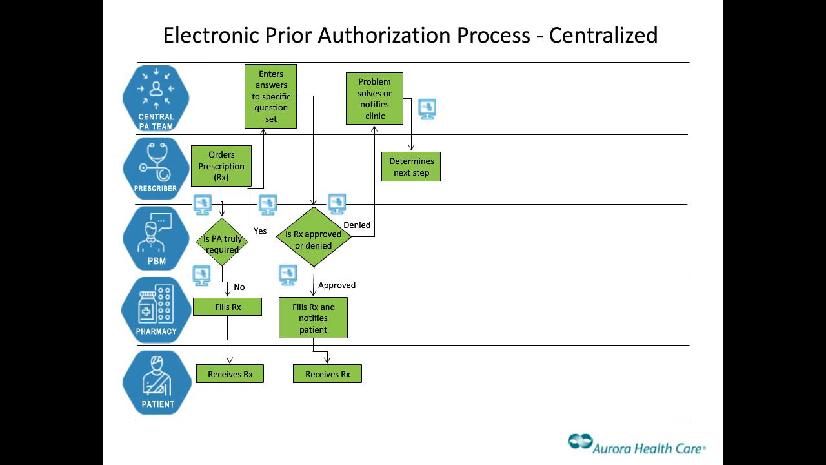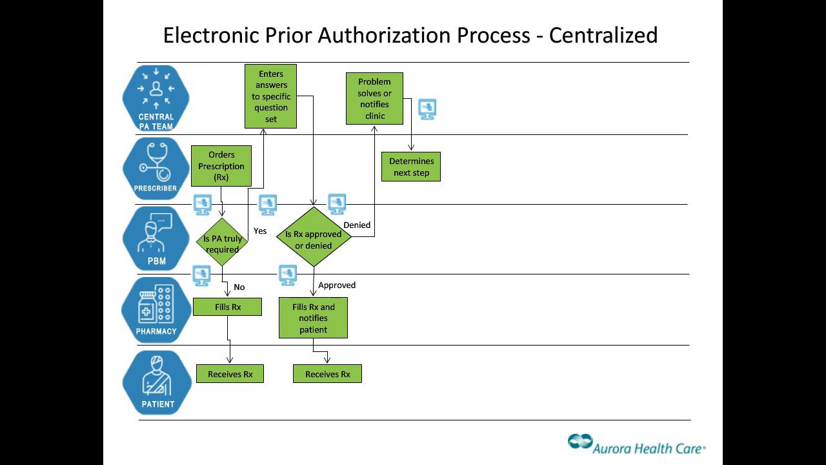And so you've bypassed the clinic there, freed the nursing staff up, and those questions are answered by the central PA team, who then will electronically send their responses to the pharmacy benefit manager, who will then either approve the prior authorization, flowing down to the pharmacy, filling the medication and notifying the patient, and the patient receiving the prescription. All of this, again, has condensed the process much quicker, much more real time.